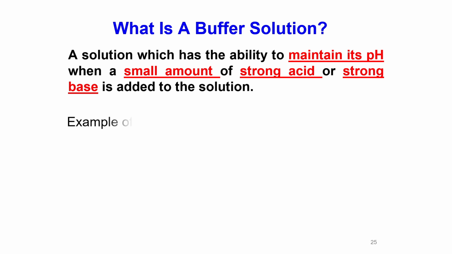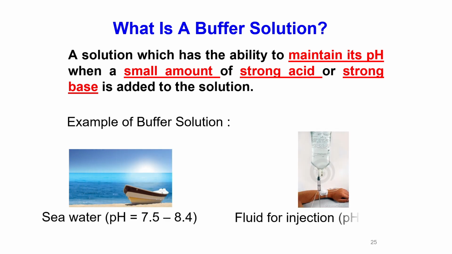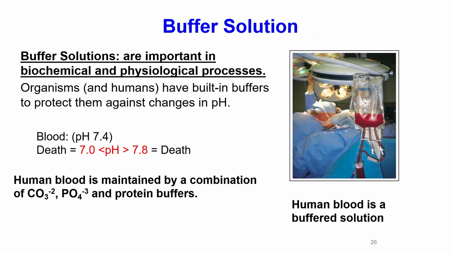Okay, and then an example of a buffer solution is seawater, with pH greater than 7, and also fluid for injection. The pH of fluid for injection is 4 to 8. So these are examples of buffer solutions. Buffer solutions are important in biochemical and physiological processes. This is because organisms and humans have a built-in buffer to protect them against changes in pH.